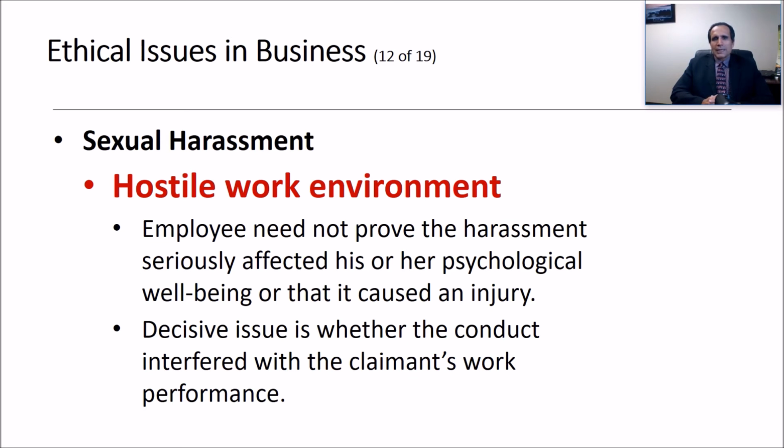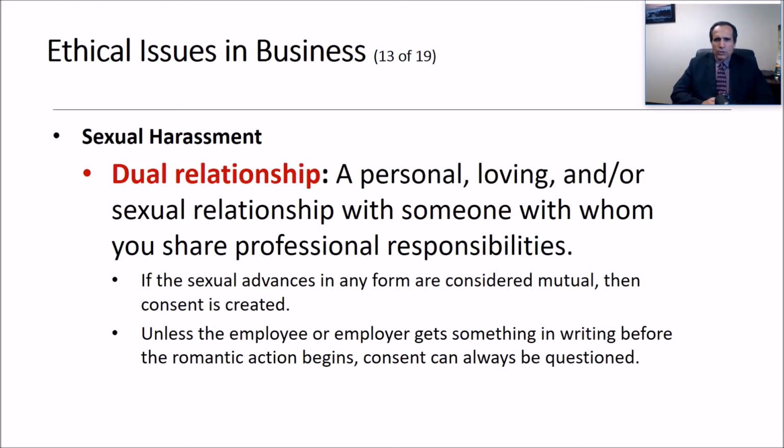And keep in mind that employees need not prove the harassment seriously affected his or her psychological well-being or that it caused an injury. The decisive issue is whether the conduct interfered with the victim's work performance. So if the person could not work, could not focus well, then that is considered a hostile work environment. When it comes to sexual harassment issues in the workplace, we also have to be concerned about dual relationships. A dual relationship could be a personal, loving, or sexual relationship with someone with whom you share professional responsibilities. If the sexual advances in any form are considered mutual, then consent is created. However, unless the employee or the employer gets something in writing before the romantic action begins, consent can always be questioned.